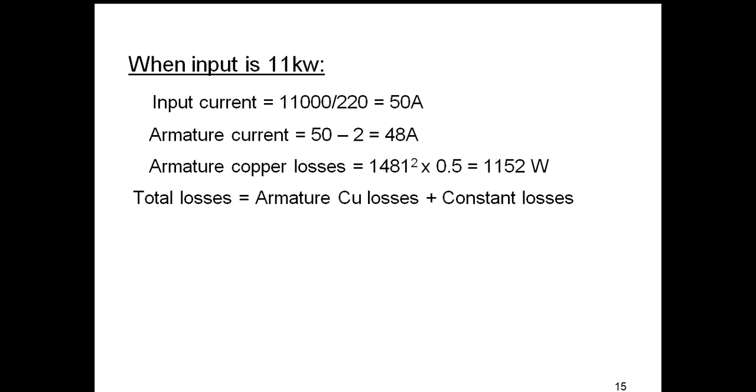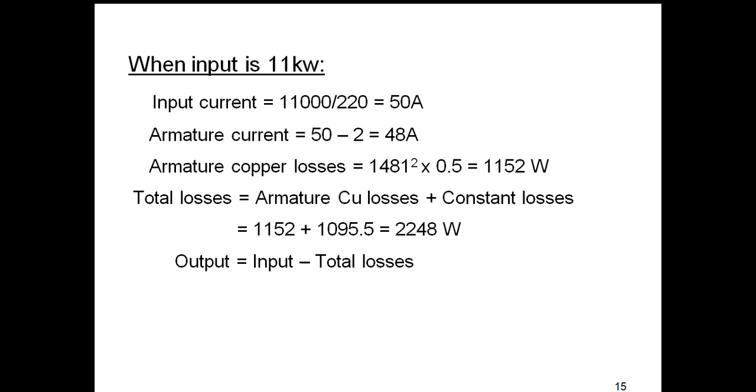And to know the total losses, we have to add the two major losses, that is copper loss plus constant losses. On substituting those values, we get an answer as 2248 watts. This is the total losses.